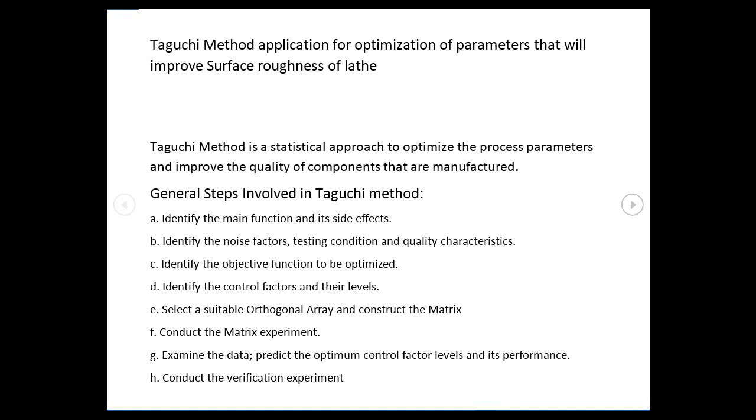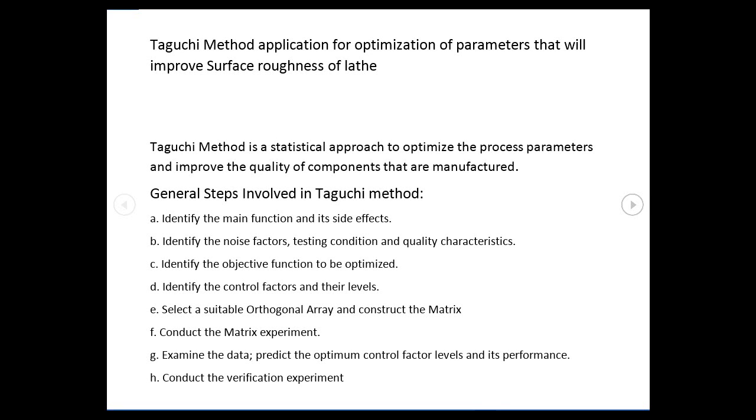My topic is about Taguchi method application for optimization of parameters that will improve surface roughness of lathe. So what is Taguchi method? Taguchi method is a statistical approach to optimize the process parameters and improve the quality of components that are manufactured.